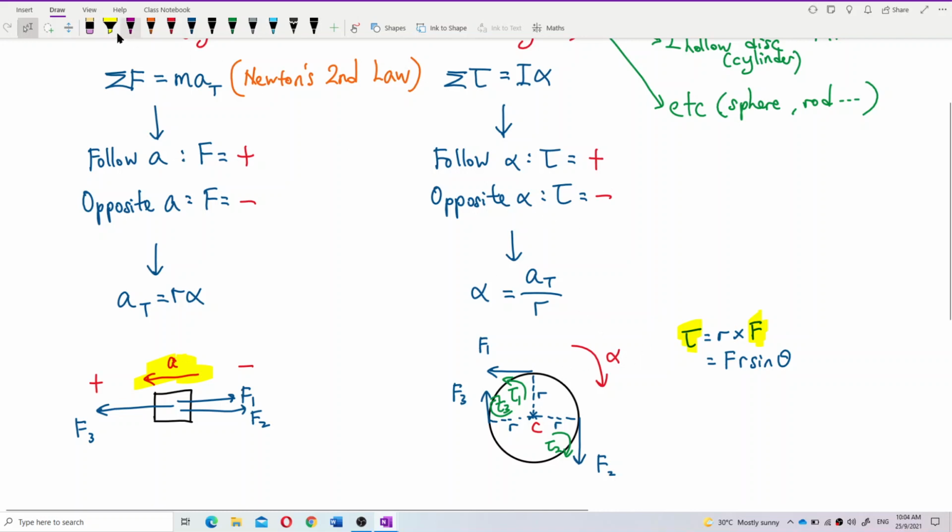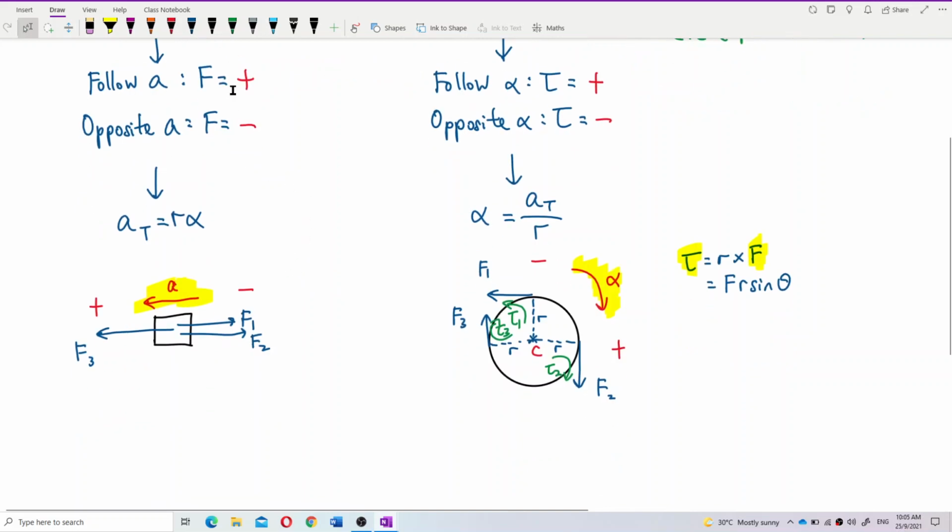Which torques are positive and which are negative? If we have angular acceleration, just like linear acceleration, we need to compare with the angular acceleration. Understand or not? A torque in the same direction as the acceleration, we put as positive. A torque in the opposite direction to the angular acceleration, we put as negative. So torque 2 and torque 3 are in the same direction as the angular acceleration, so they are both positive. But torque 1 rotates anti-clockwise, opposite to the angular acceleration, so torque 1 is negative.